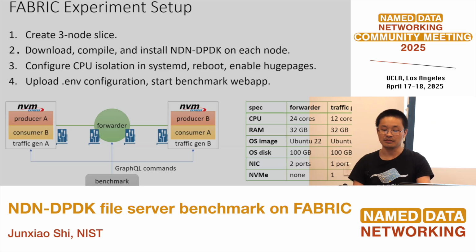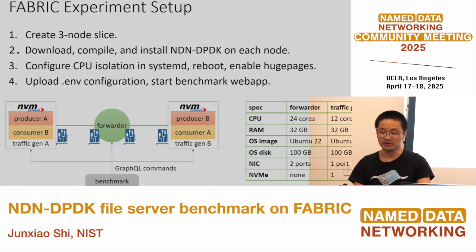The steps in this Python script are: first we create a 3-node slice. Then in each node we download, compile, and install the NDN-DPDK codebase. The script can then configure CPU isolation in systemd, reboot the virtual machines to make CPU isolation take effect, and finally enable huge pages that are required by DPDK. The script eventually will upload the environmental configuration, I will show an example later, and also start the benchmark web application.